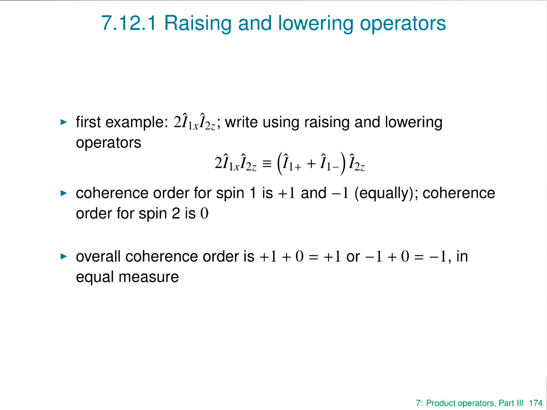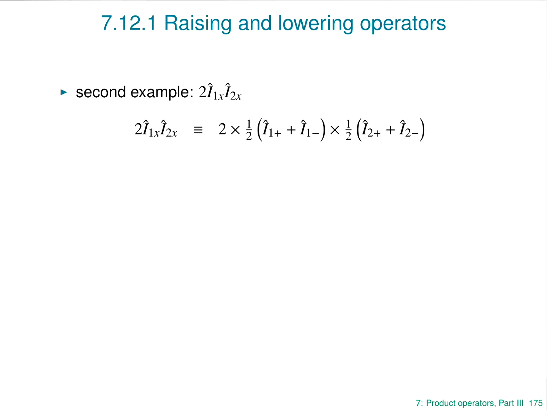So this term has a coherence order of +1 or -1, and those are in fact the observable coherences. Let's do a more complicated one: 2I1x, I2x. Now, I told you that this is a multiple quantum term, and what we're now going to do is show that that is the case.